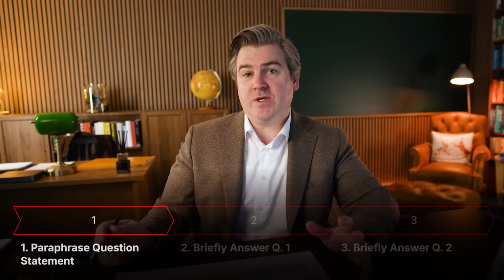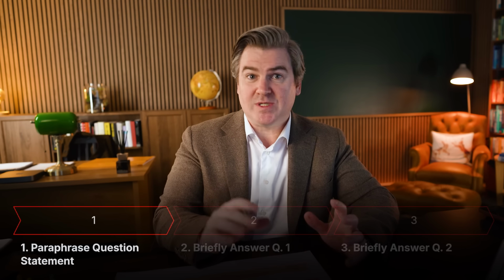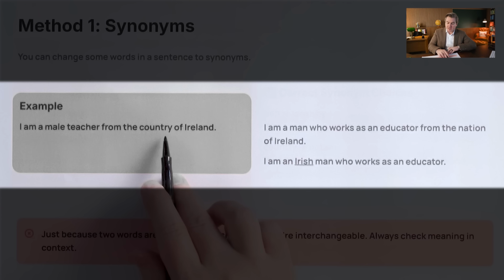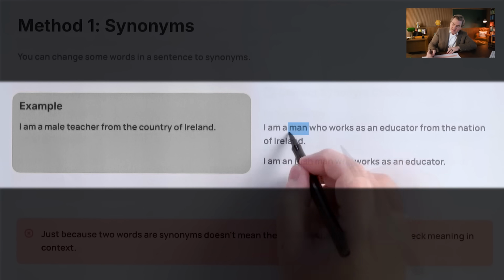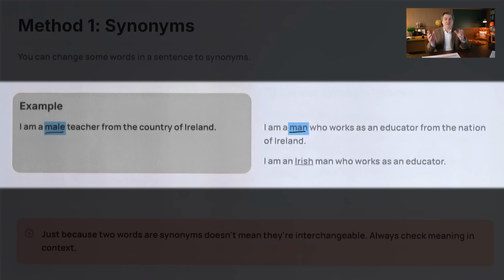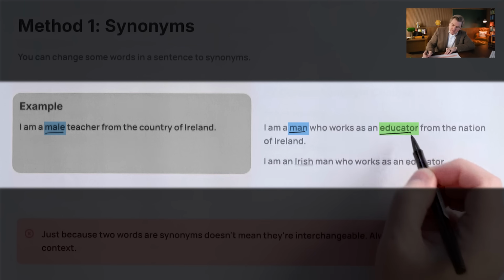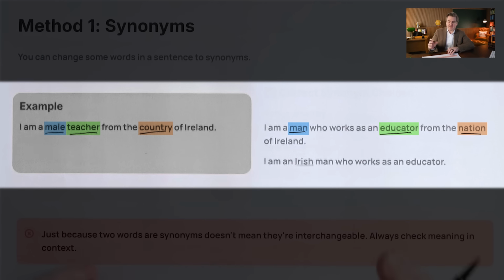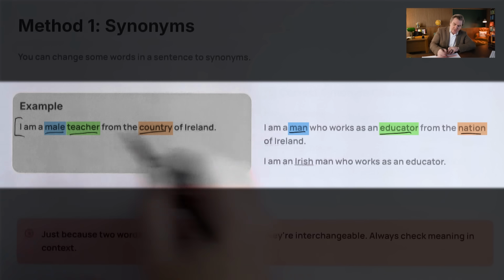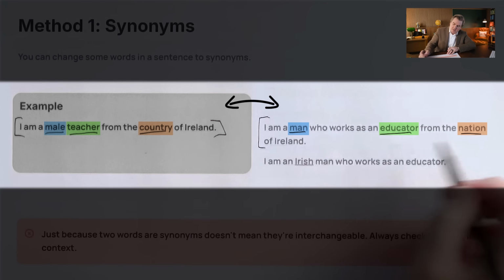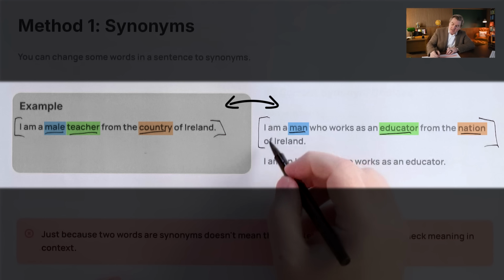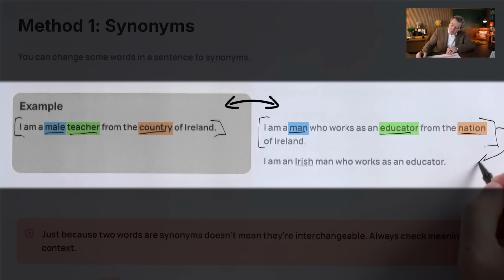The first method that we use to paraphrase is using synonyms. So if we look at this example, I am a male teacher from the country of Ireland. I am a man, so man, male. These mean the same thing, but they're different words. Educator, teacher, nation, country. We've used synonyms to change this sentence so that it means the same thing, but it has different words. And then we could take this sentence and we could change it even more.